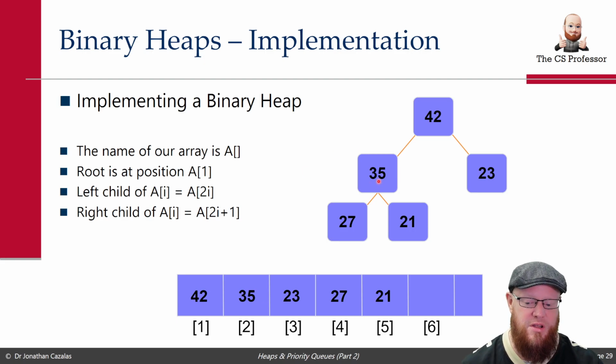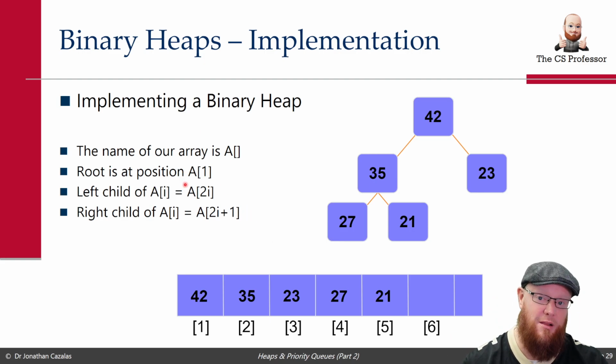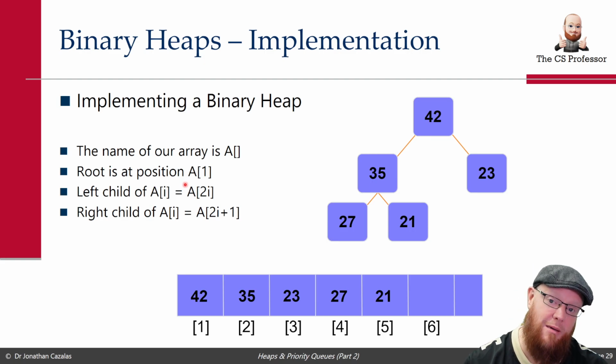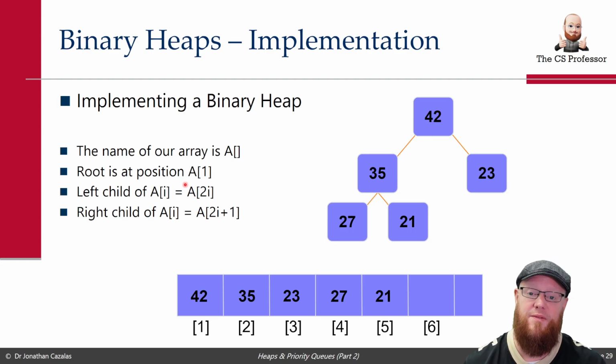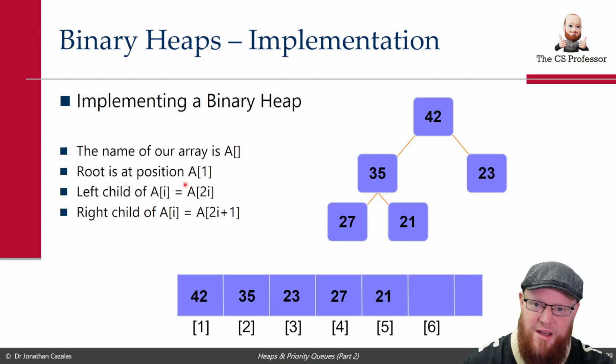So here, if we look at the 35, 35's right child is 21. Well, where's 35? 35 is at index 2. Let's do the math. If you take index 2, so 2 is your I, 2 times 2 is 4, plus 1 is 5. If we go to index 5, we should see the right child of 35, and indeed we do. So this is the math. It's not hard math. For any given index, the left child is at index 2 times that index. The right child can be found at index 2 times that index plus 1.